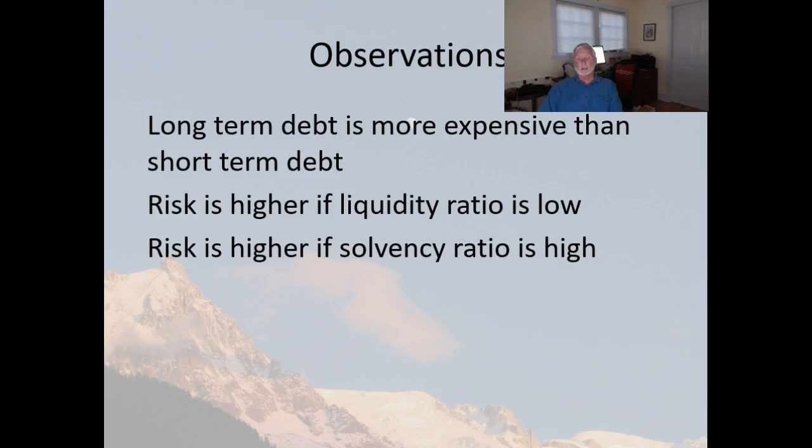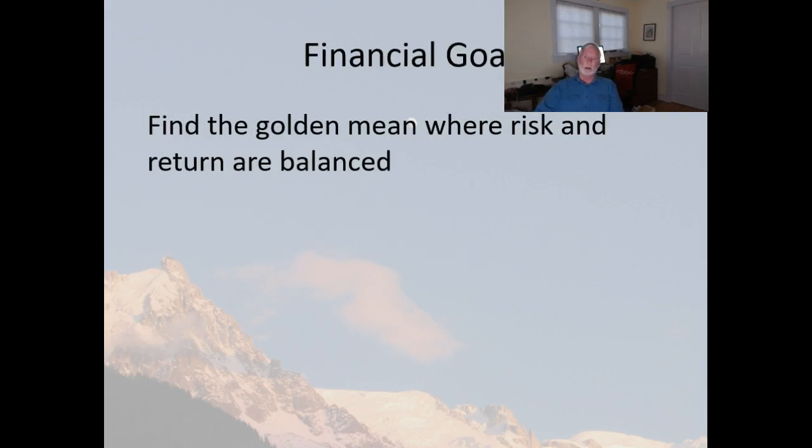And then risk is higher if we have a low liquidity ratio, and risk is higher if we have a high solvency ratio. So some things to think about there. And the financial goal always is to find the mean where risk and return are balanced. I want the highest return I can get within my tolerance for risk.